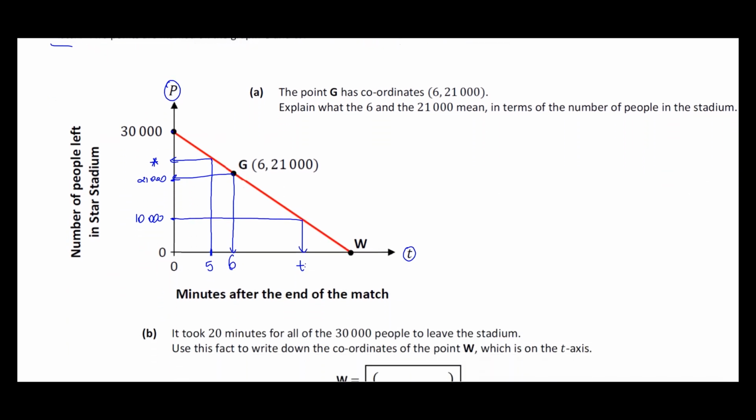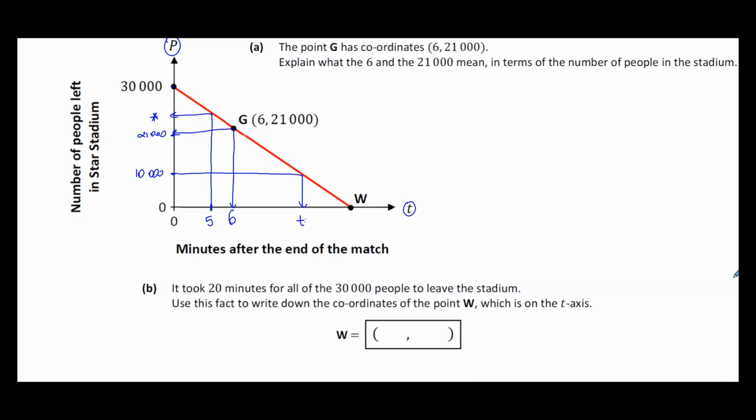Now, the next part says it took 20 minutes for all of the 30,000 people to leave the stadium. So when 20 minutes have passed, how many people were left in the stadium? 0. There were no people. Use this fact to write down the coordinates of point W, which is on the T axis.